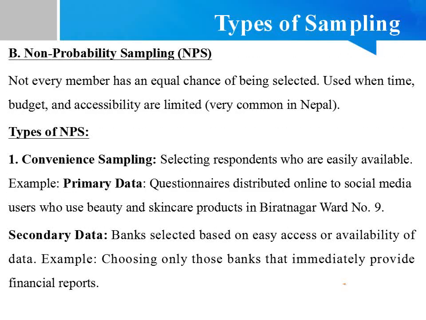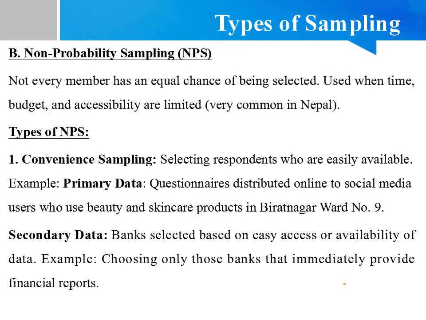B. Non-probability sampling (NPS). Not every member has an equal chance of being selected. Used when time, budget, and accessibility are limited, very common in Nepal. Types of NPS. 1. Convenience sampling, selecting respondents who are easily available.